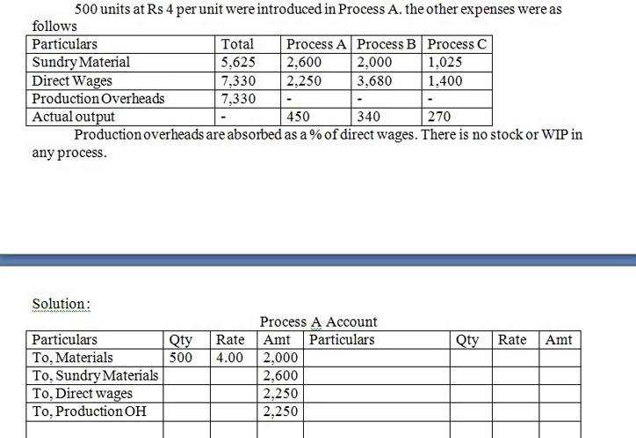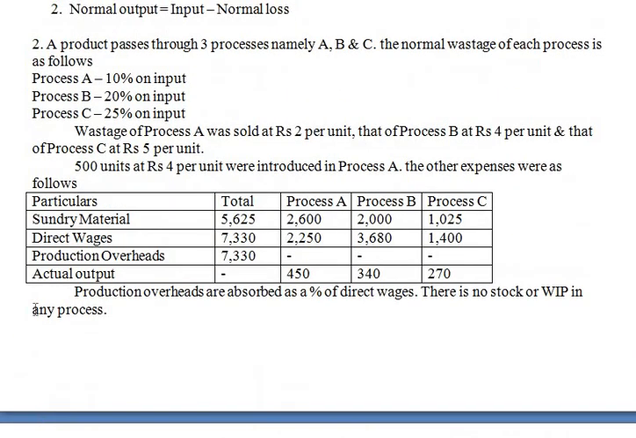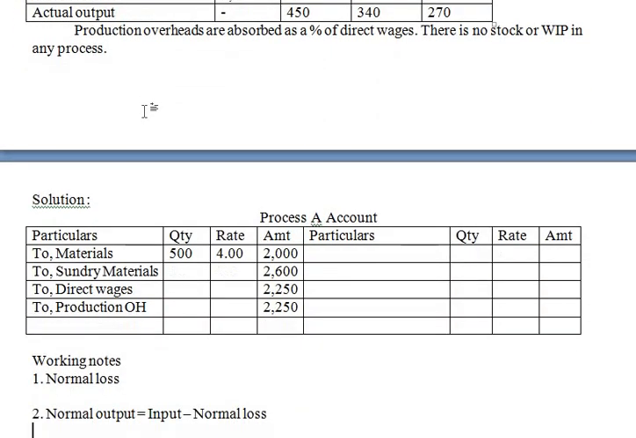Now we have normal loss which is given here. For process A, it is 10% on input. So we will have one working note. First working note is normal loss. It is 10% on input. Input is 500 into 10%, which will be equal to 50 units.